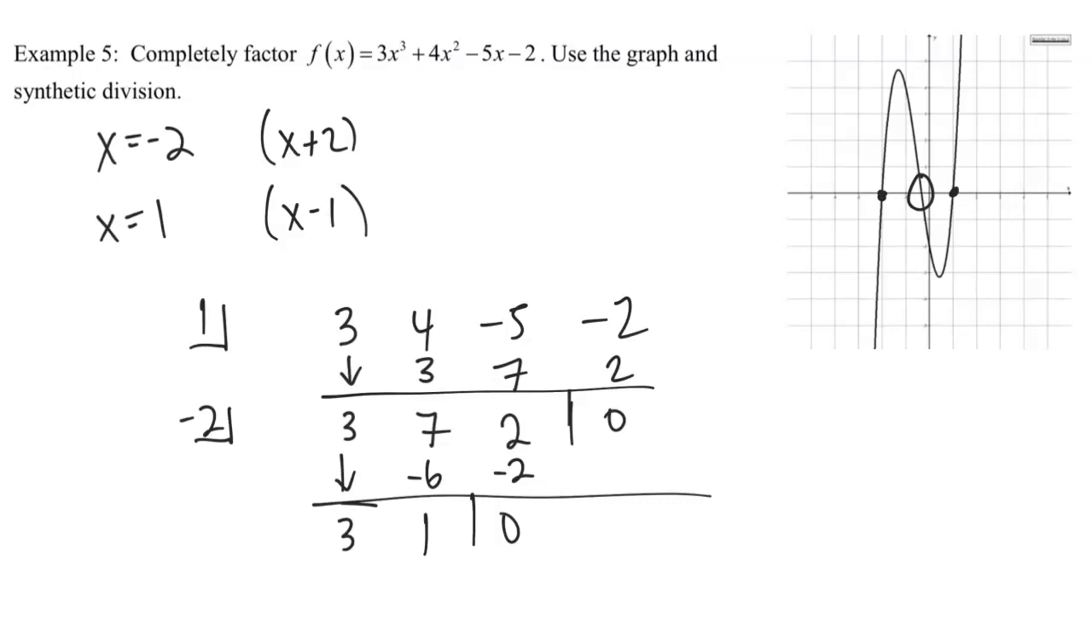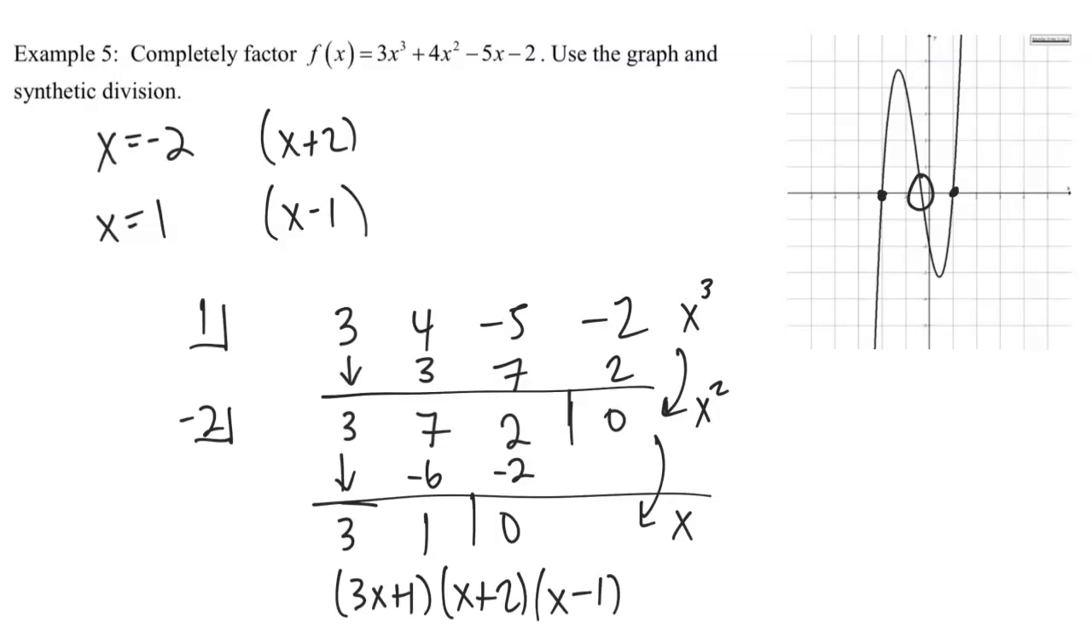Now, what does this last line represent? Well, this first line started with an x cubed. When I synthetic divided the first time, I got down to an x squared. When I synthetically divided the second time, that got me down to x. So this last line represents another factor, which is 3x plus 1. And then I know the other two factors already. I was able to determine those up front, x plus 2 and x minus 1. So fully factored, f of x is equal to this right here, using synthetic division and getting those two zeros from the graph.